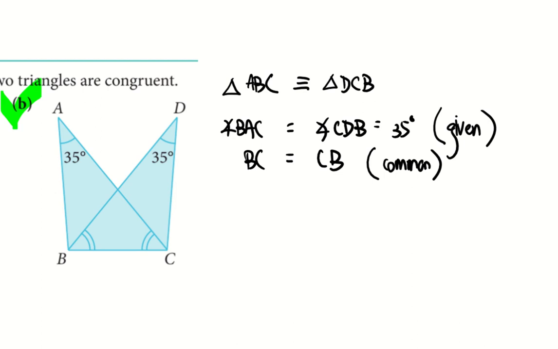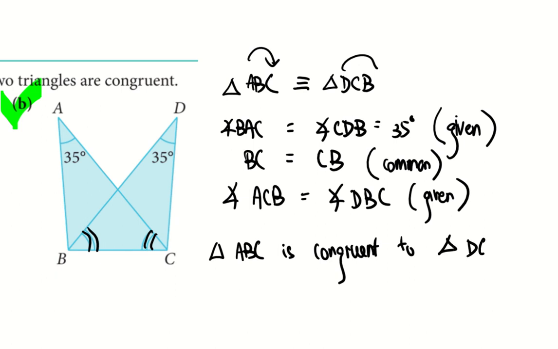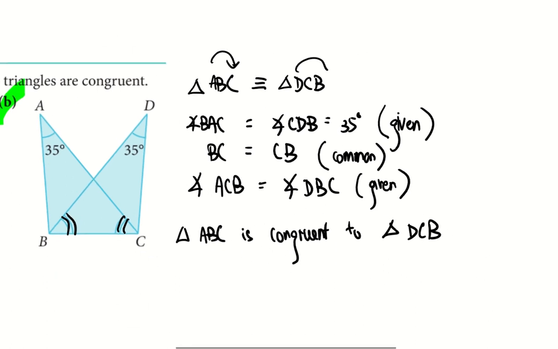Okay, so the last one, John can see the angle. Angle ACB, all right, in the same sequence, must be equal to DBC. Reason given. All right, it's over here. Then I can conclude. Triangle ABC is congruent. What did we use this time round?